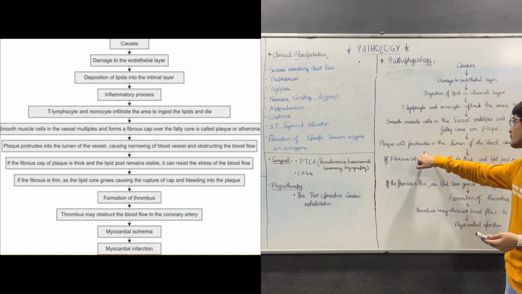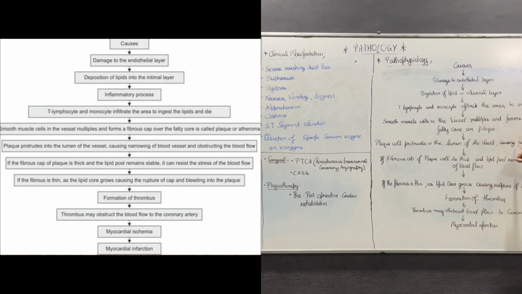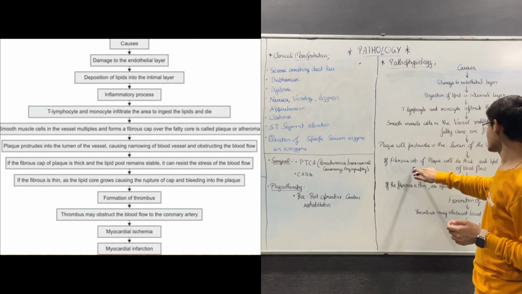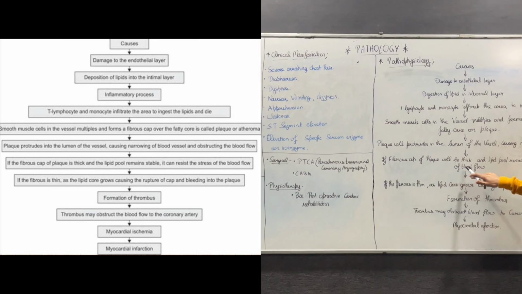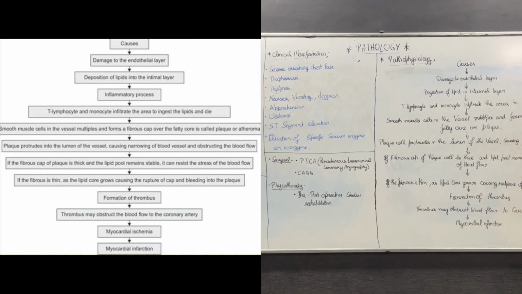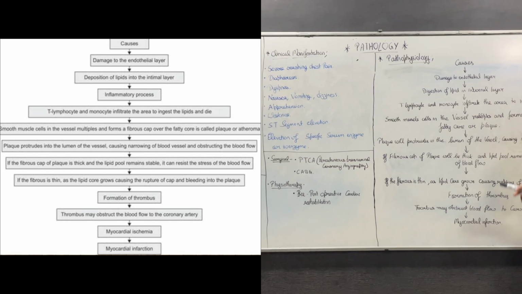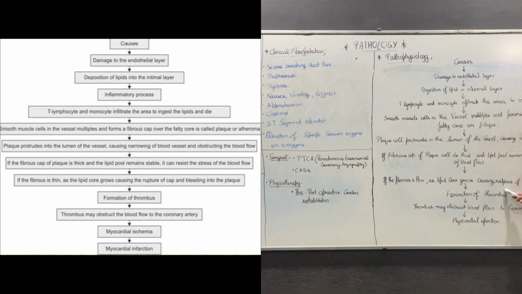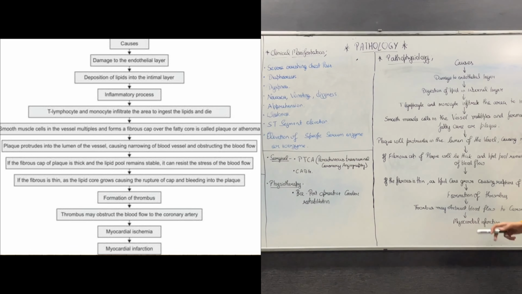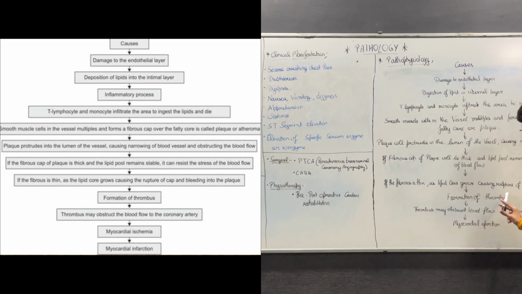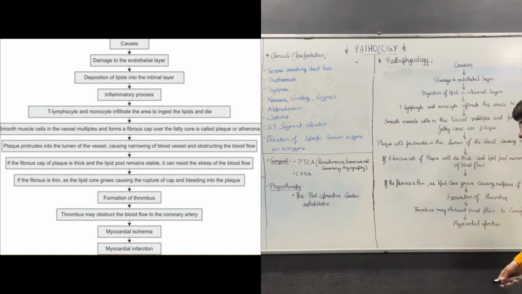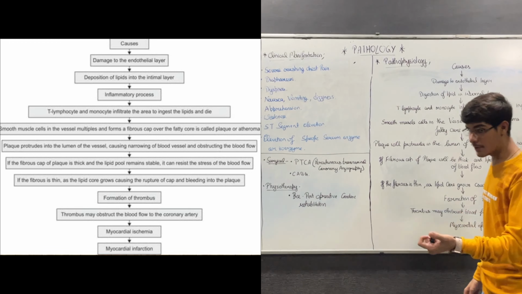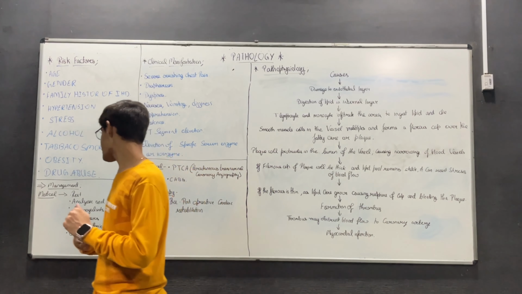The plaque will protrude into the lumen of the vessel, causing narrowing of the blood vessel. If the fibrous cap of the plaque is thick and the lipid pool remains stable, it can resist the stress of blood flow. And if the fibrous cap is thin, as the lipid core grows, causing rupture of the cap and bleeding of the plaque, then there will be formation of thrombus. This thrombus may obstruct the blood flow to the coronary artery, and thus it can lead to myocardial infarction. And so myocardial infarction is caused.